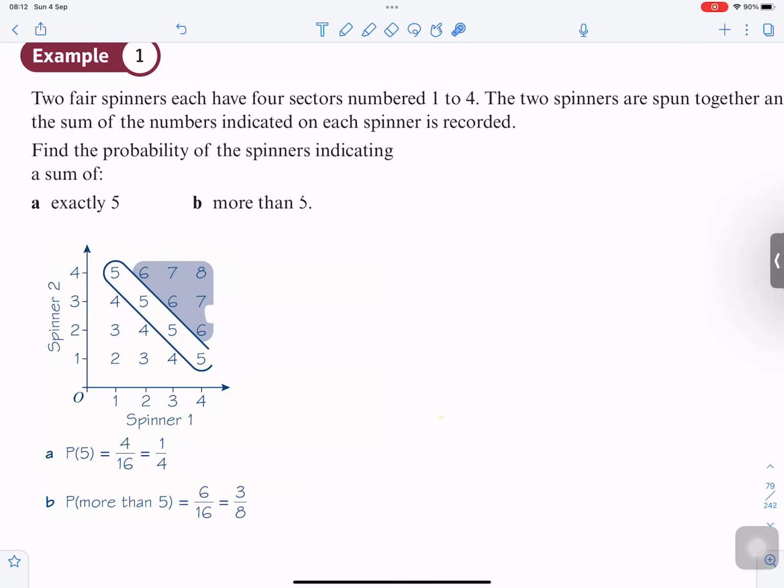Example 1. 2 fair spinners each have 4 sectors numbered 1 to 4. The 2 spinners are spun together and the sum of the numbers indicated on each spinner is recorded. Find the probability of the spinners indicating a sum of exactly 5 and more than 5.